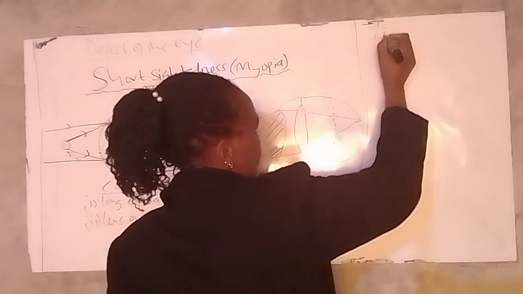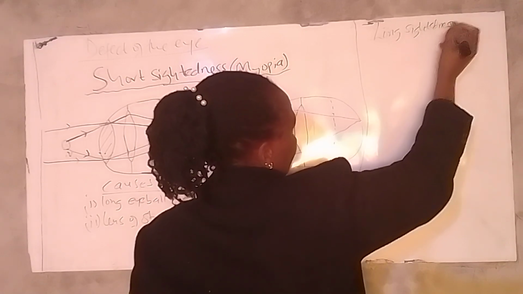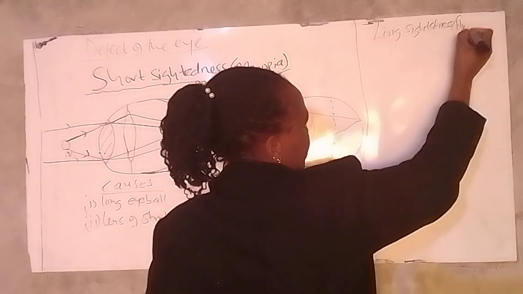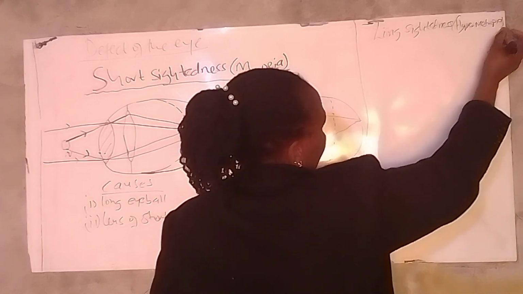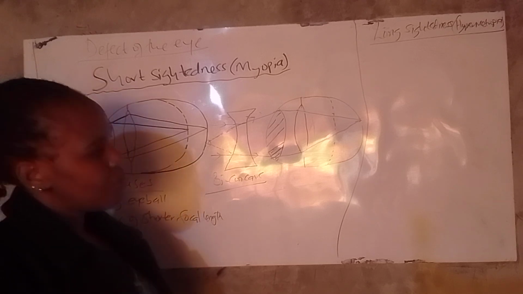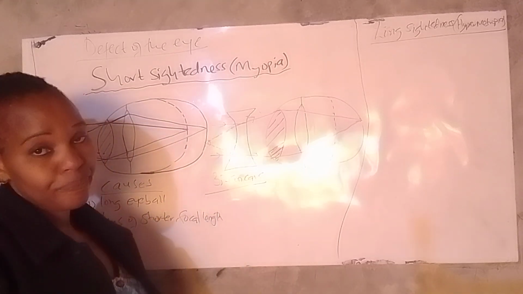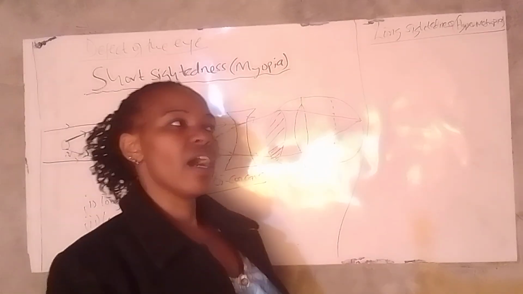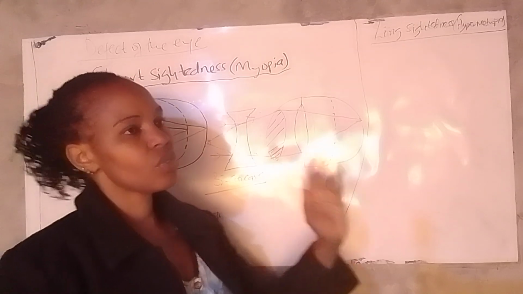Okay, so let's look at the other problem that we have. It is called long-sightedness, or we call it hypermetropia. Now, I don't want to delete those diagrams. Now, in this case, the eyeball is shorter than the eyeball of an eye which has no defect. So remember, the previous one is longer, so this one is going to be shorter.